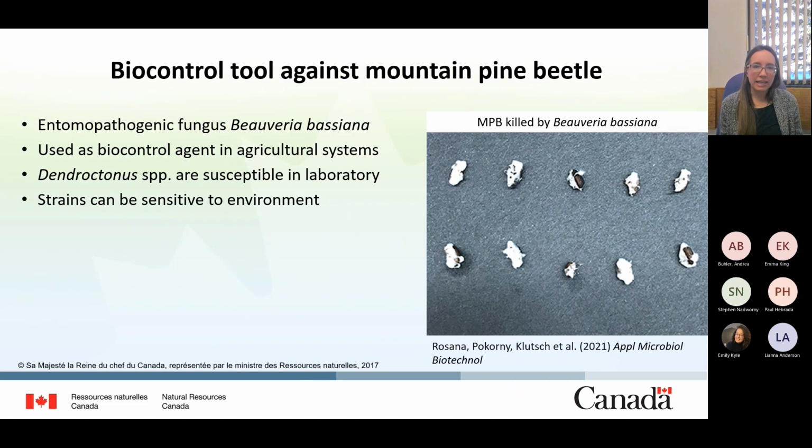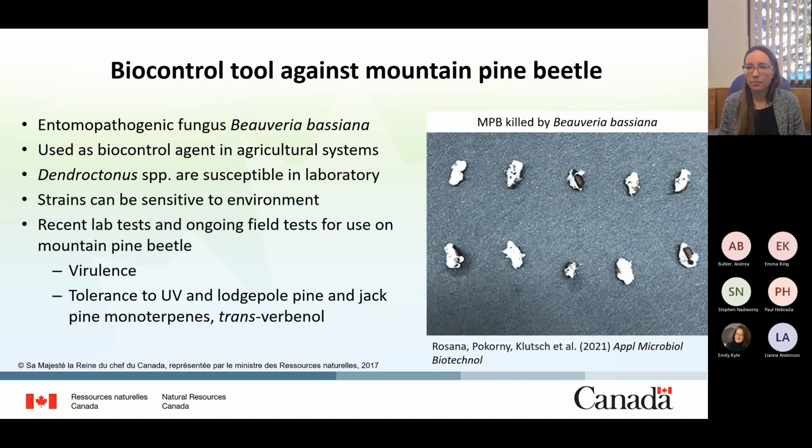And as you can see, they are Dendroctonus species, so mountain pine beetle and other bark beetles that are in that genus are susceptible to Beauveria. And an interesting part that goes back to the chemical aspect of how trees and beetles interact is that strains can be really sensitive to the environment. They can be sensitive to UV, but importantly to the chemistry of the tree. So this may impact how we use it, if we do use it as a biocontrol agent.